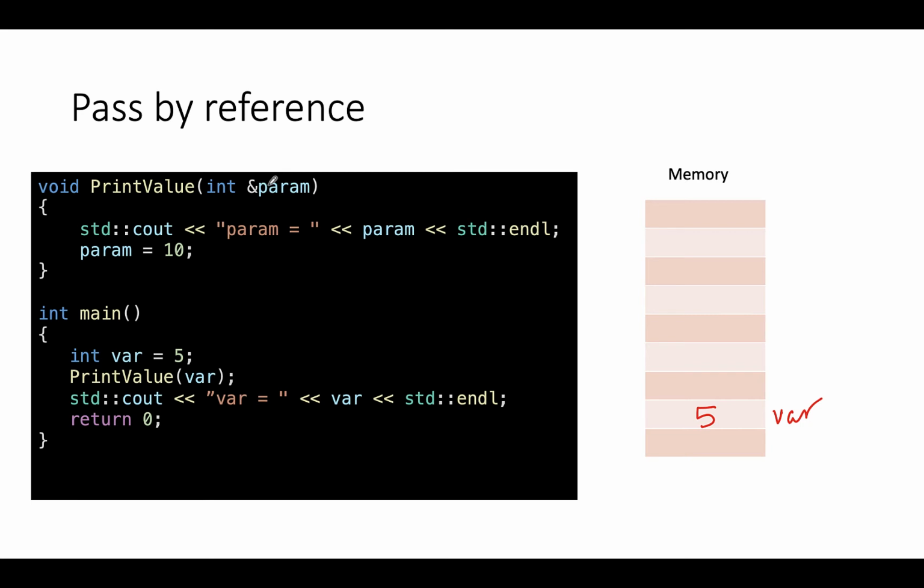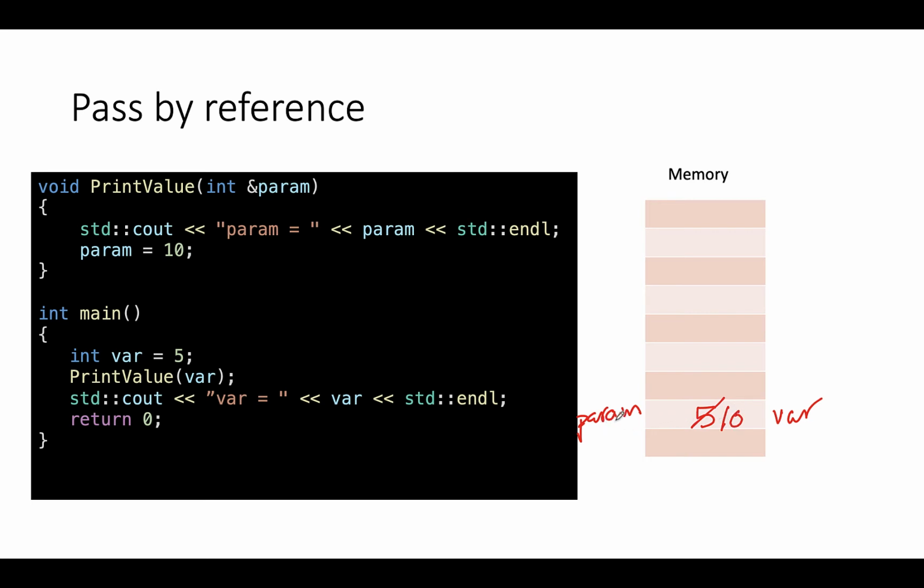Now param is labeled as a reference. So a reference is just an alias or another name for the variable that was passed. So we don't have a completely separate location here in memory. All that happens is that the same location is labeled with another name, so param. Now we get inside, param is printed, prints the value 5, and then param is changed to 10. So this is going to be changed to 10.